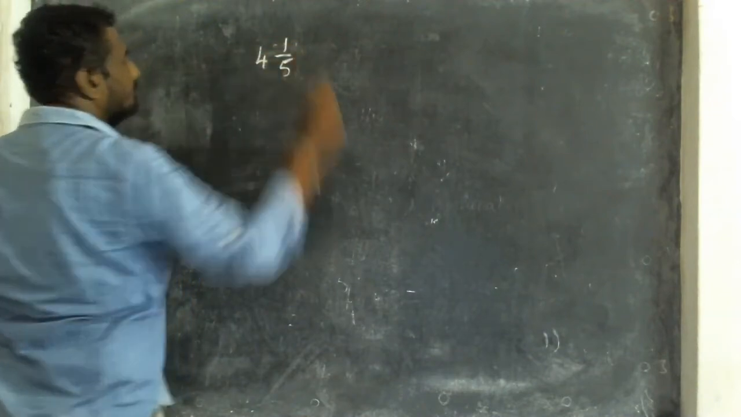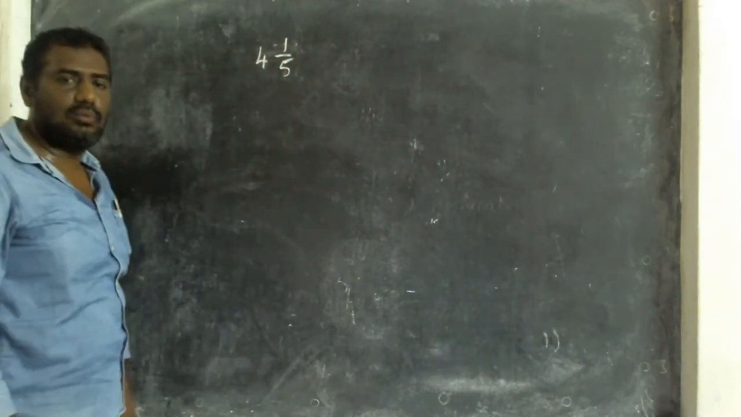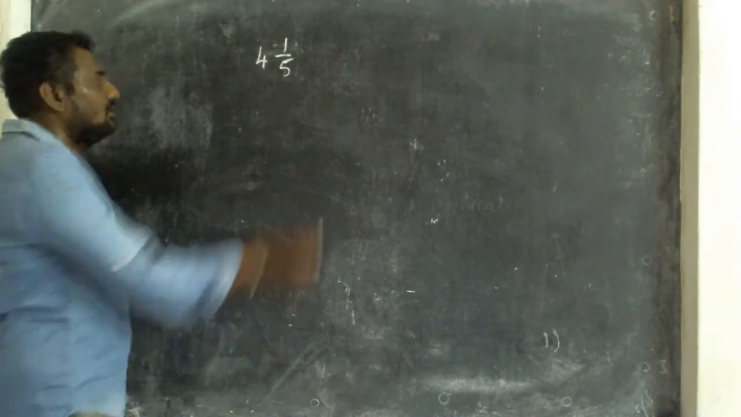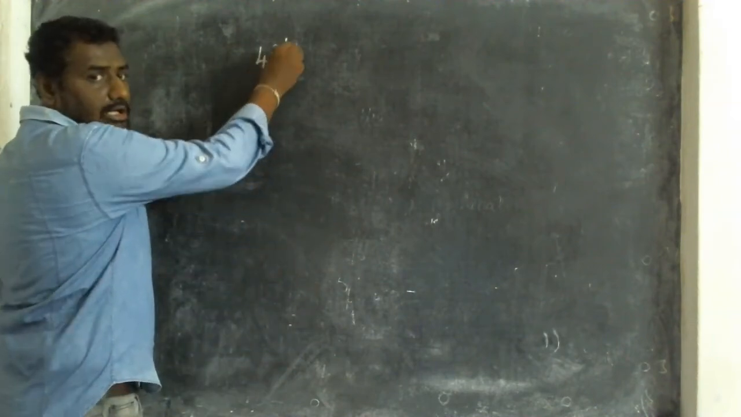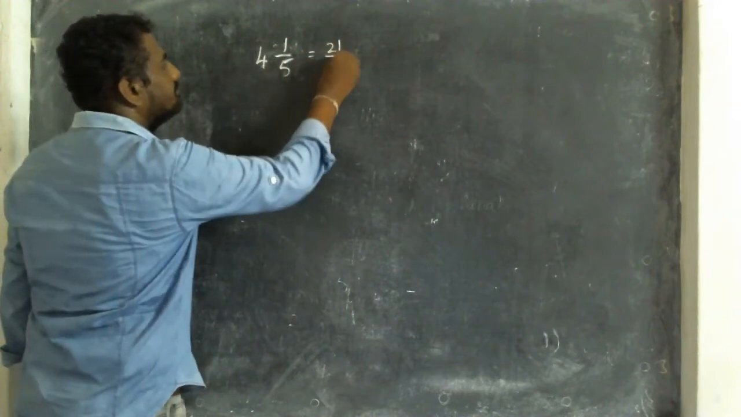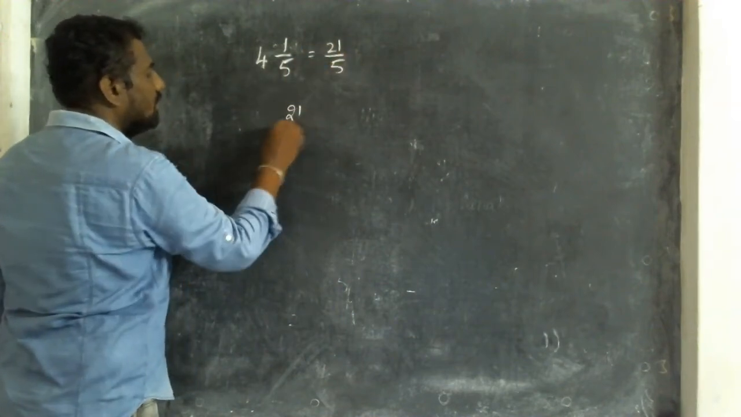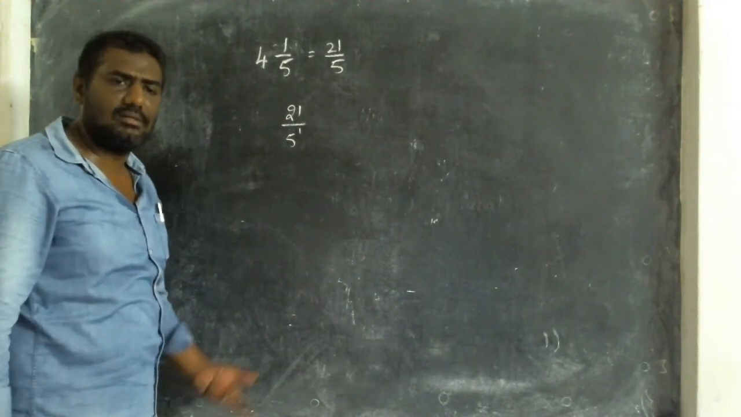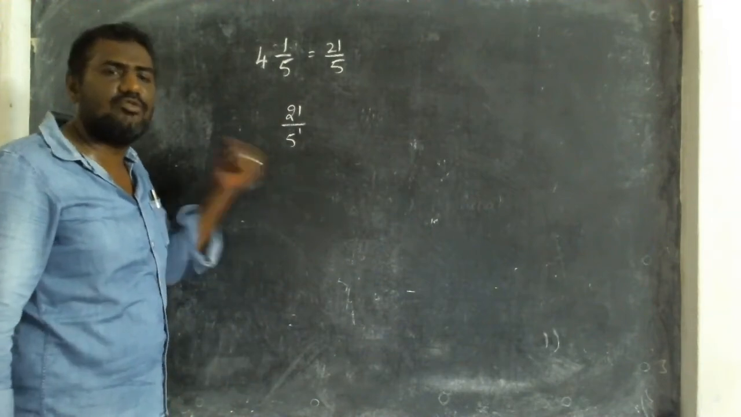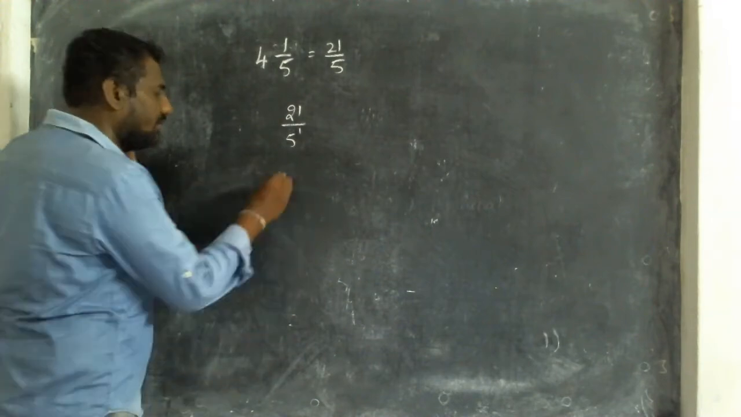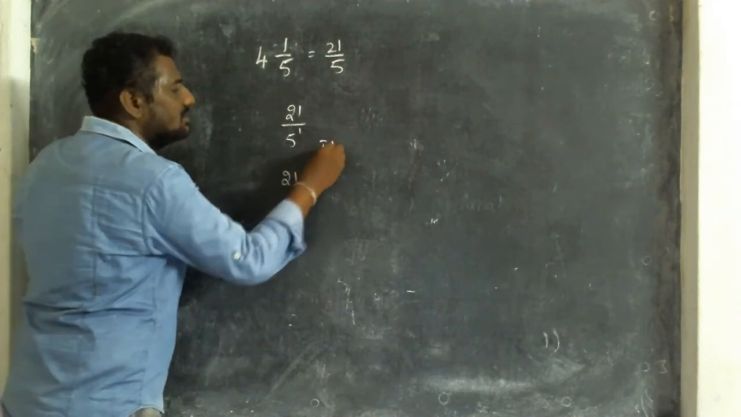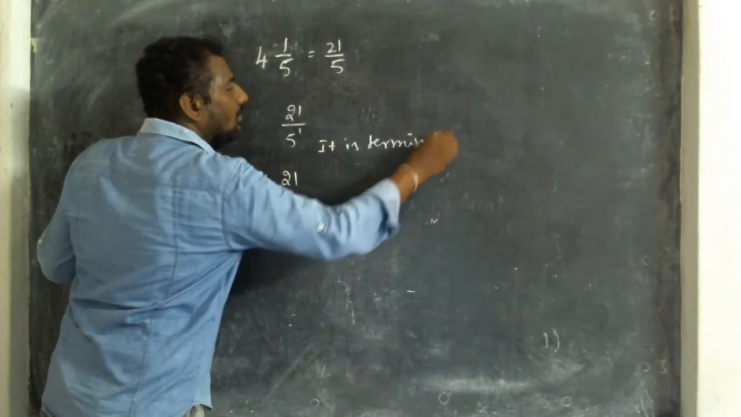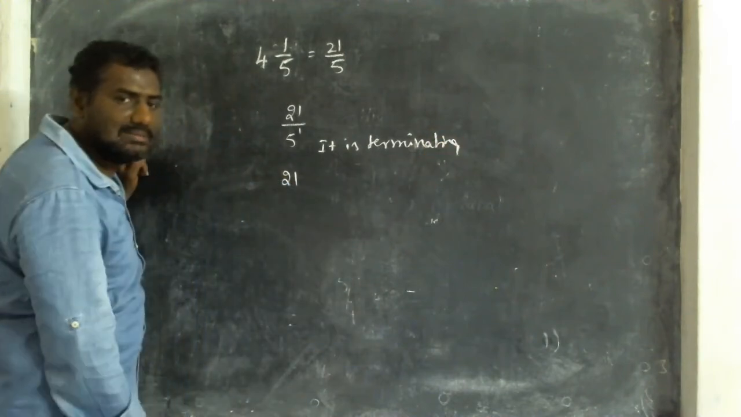4 1 by 5. It is a mixed fraction. First of all, you have to convert it into an improper fraction. 5 fours are 20, 20 plus 1, 21 by 5. So 21 by 5, 5 power 1. Now is it terminating or non-terminating? Terminating, because the denominator is in the form of 5 power. It is terminating. Now we convert into decimal.